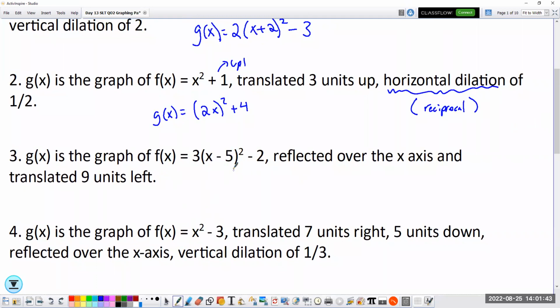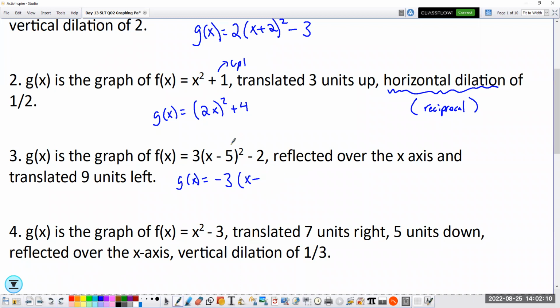Okay, for number 3, we have a lot going on here in f of x. We see we have a horizontal dilation. It's moved to the right and down. Now we're going to reflect it over the x-axis and move it to the left. So I'm going to take my 3, that's the leading coefficient, the a value, and make it a -3. There's no right or left movement, so I'm going to leave the -5. Oh, wait, 9 left. I'm a big liar.